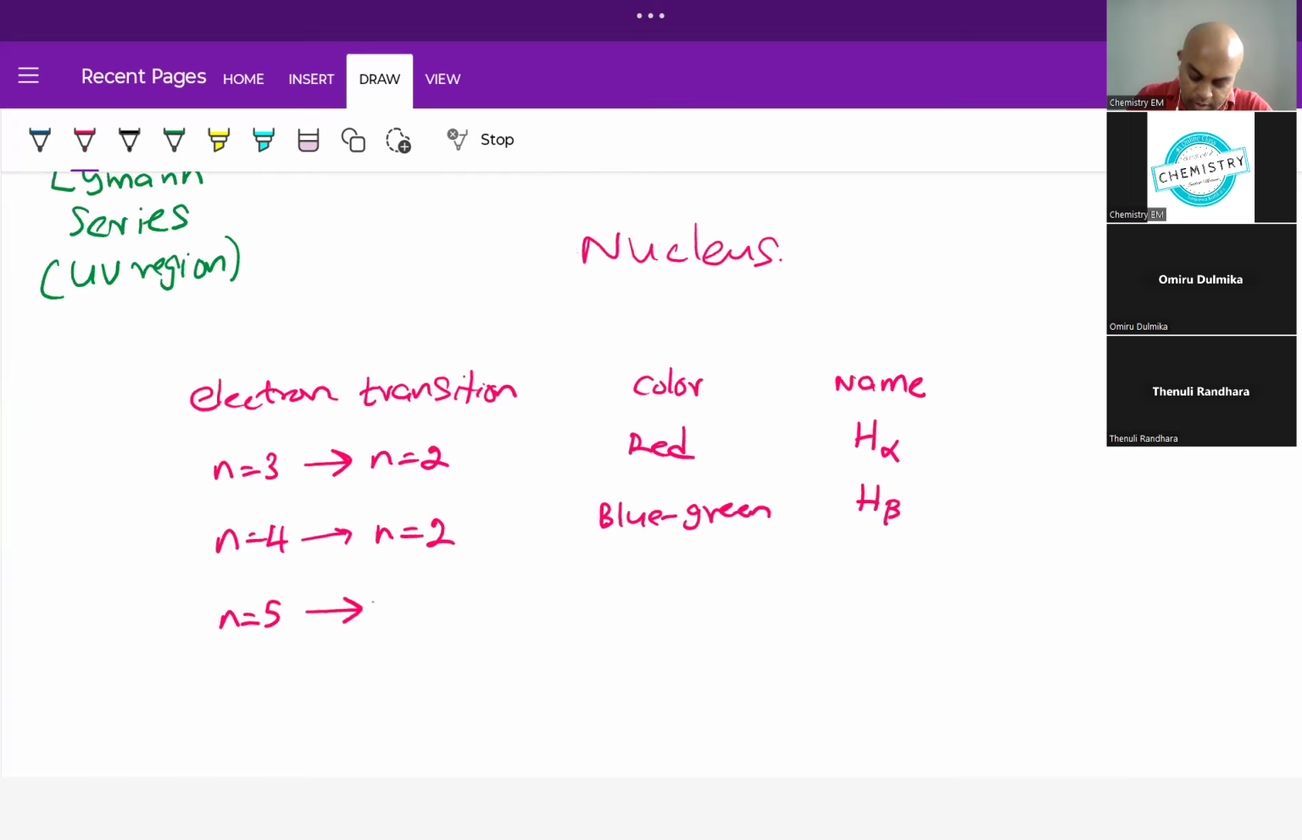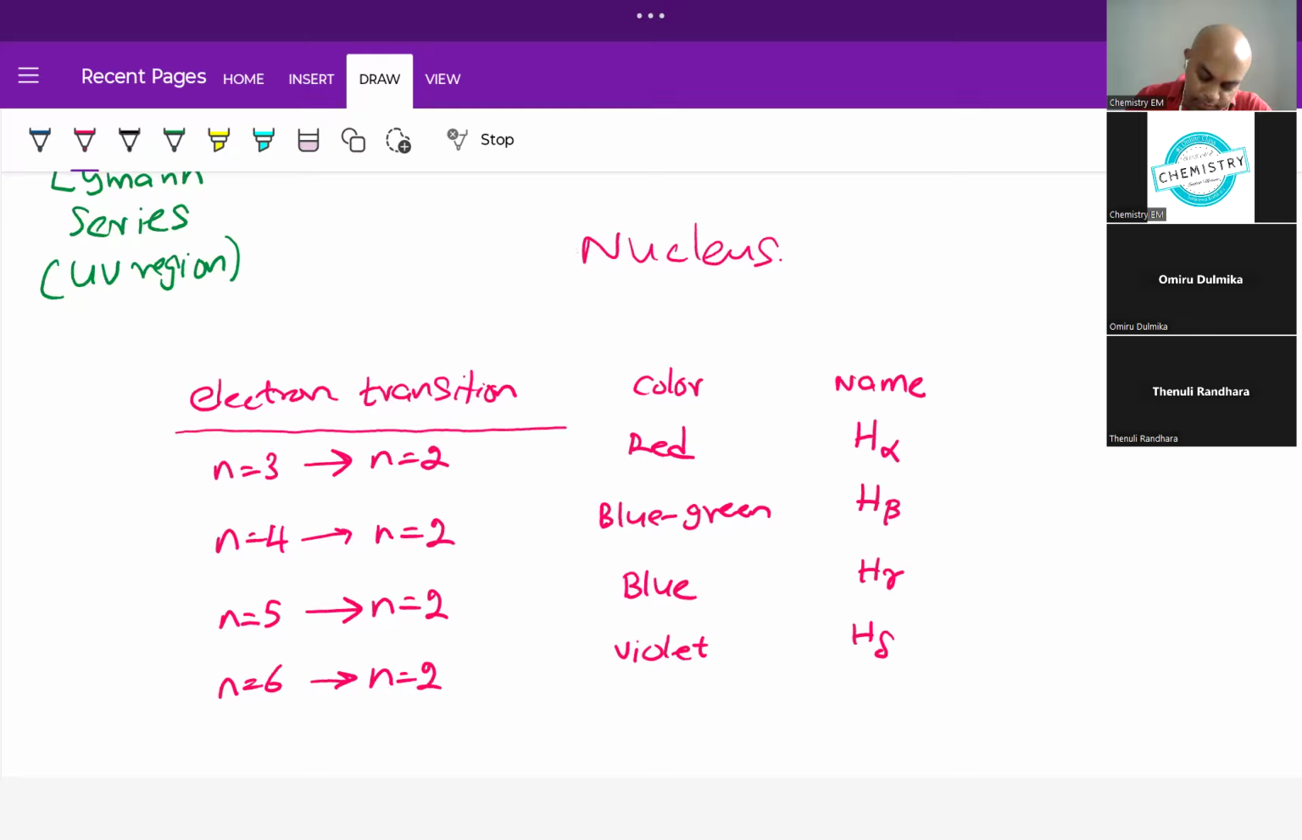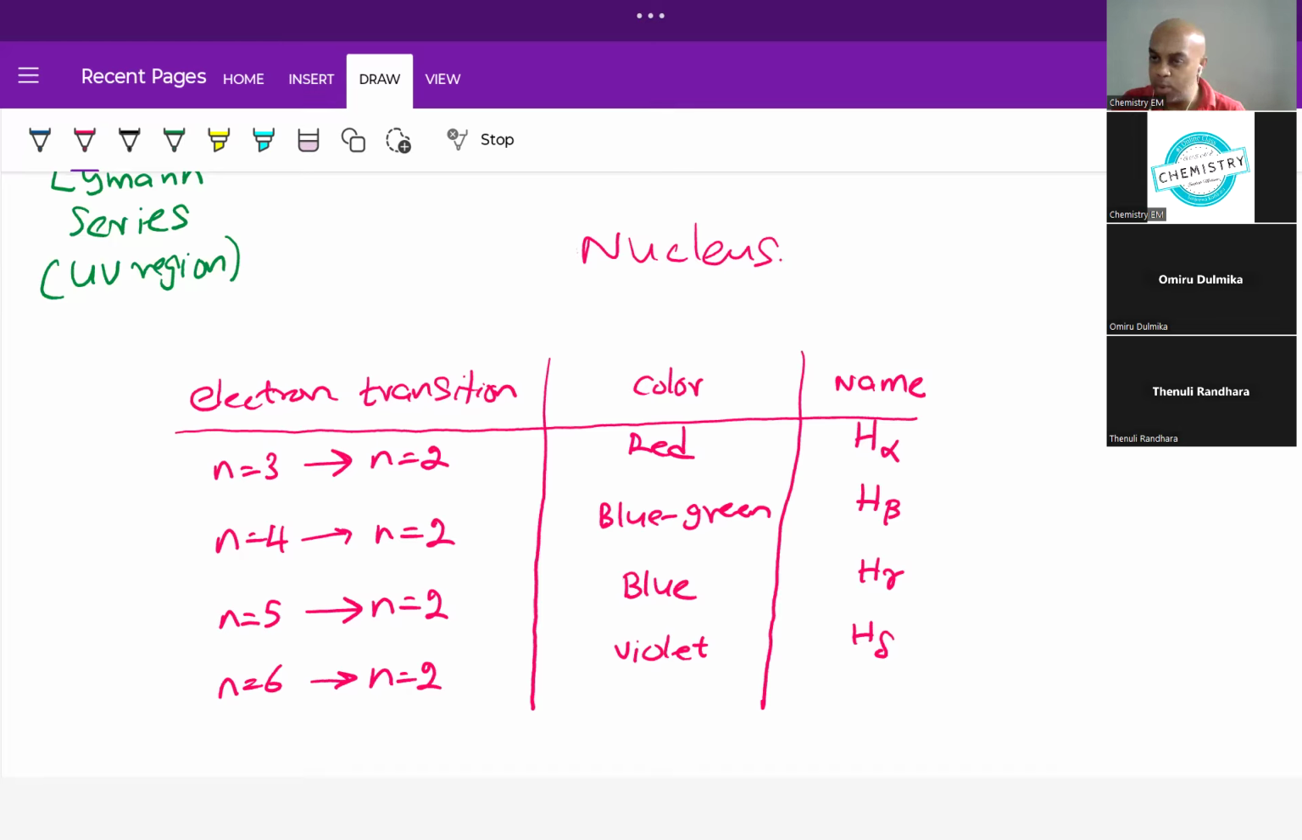n equals 5 to n equals 2. The color is blue. This is H gamma. n equals 6 to n equals 2. This is violet. H delta. Right? Draw this table. So H alpha is red, H beta is green or blue green, H gamma is blue, H delta is violet. Sometimes they ask the questions in this manner as well.